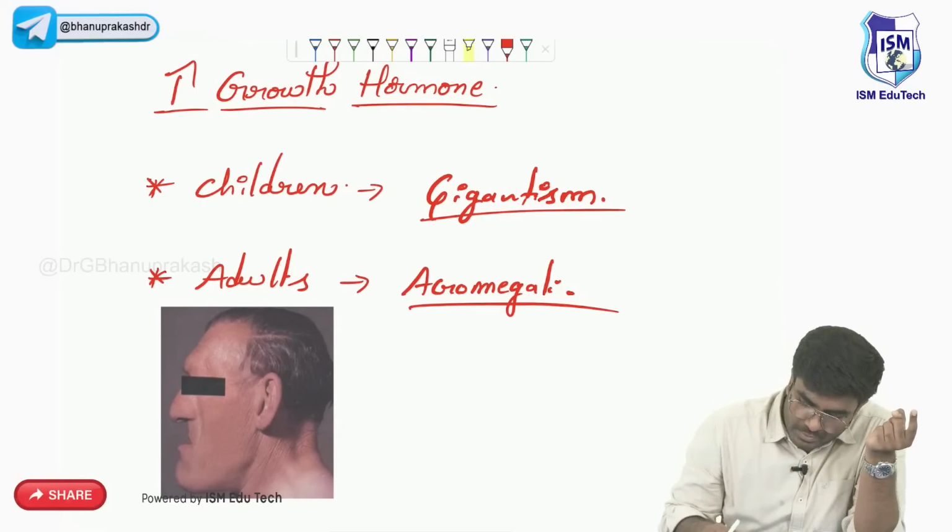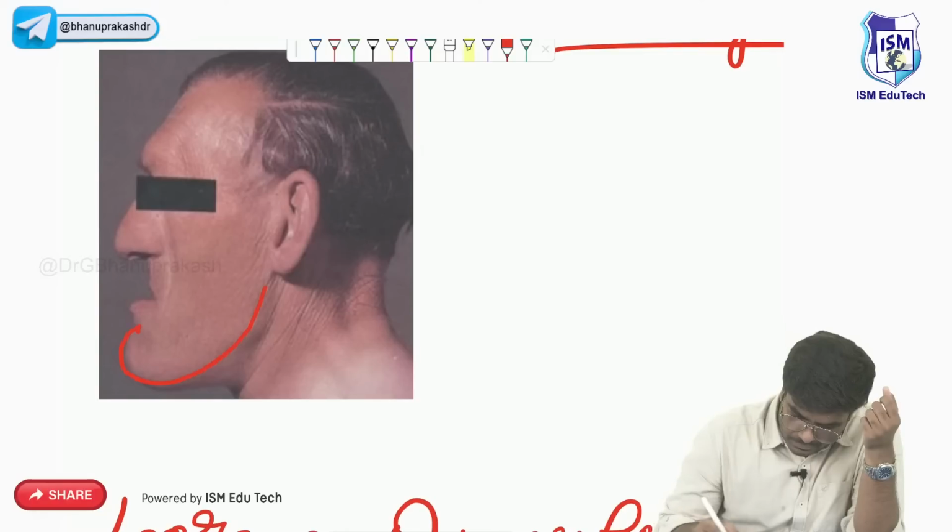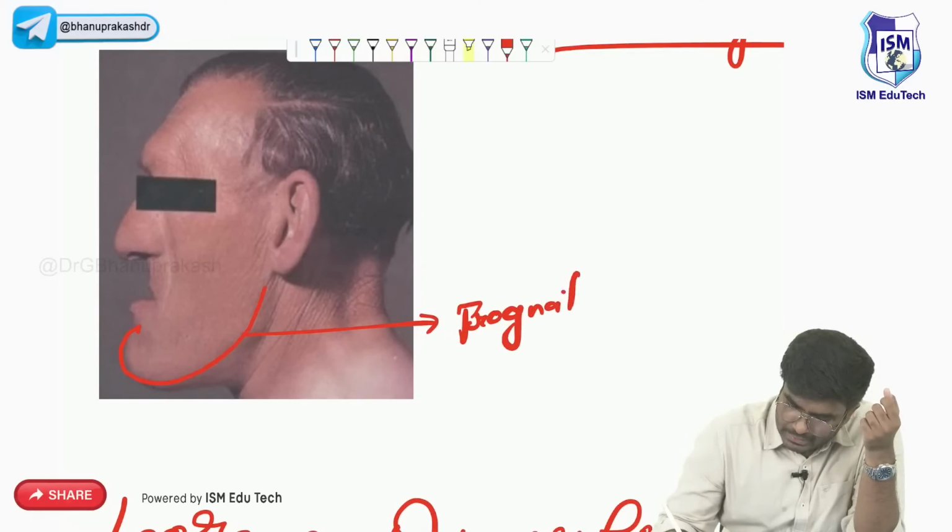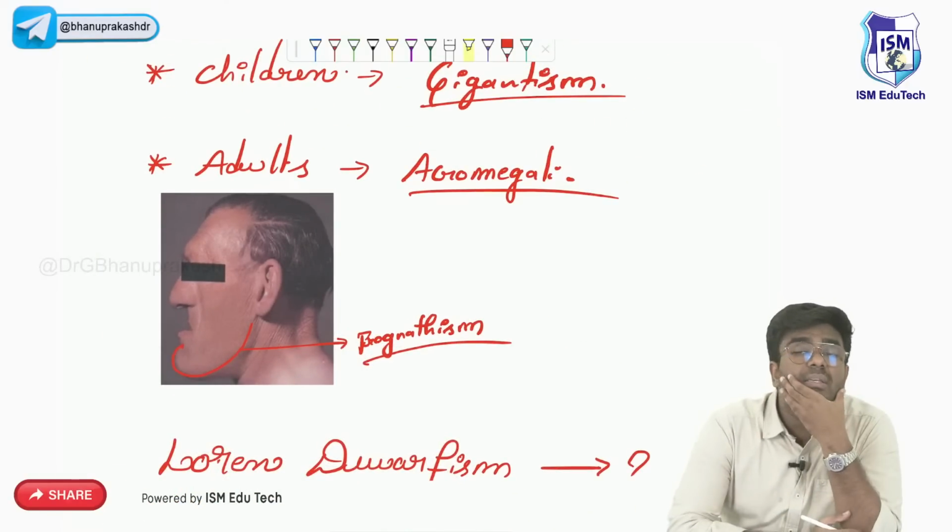For example, this is an image based question which is very important. Image based question of a patient who is suffering with acromegaly, where you can see there is a protruding jaw which is called prognathism. Prognathism means there is a protruding jaw.